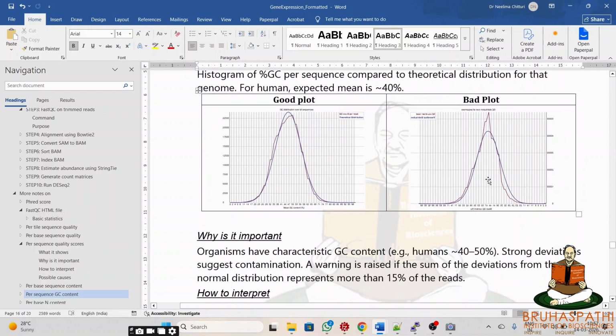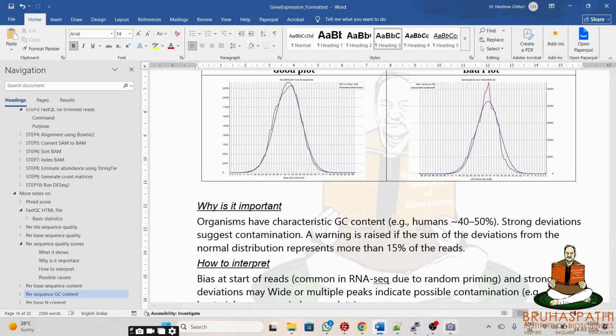So, why do we take the GC percentage? For example, humans have 40 to 50% GC content. When you have a strong deviation from it, it indicates that there is a contamination, and this particular peak indicates that some percentage of the reads have a higher GC percentage than the rest of the reads. For example, if you have more than 2 or 3 peaks, it seriously indicates a contamination, bacterial contamination or any other organism species contamination other than humans.